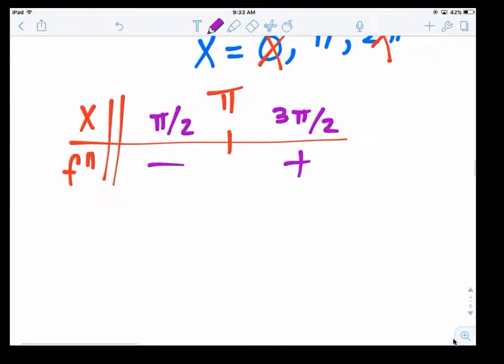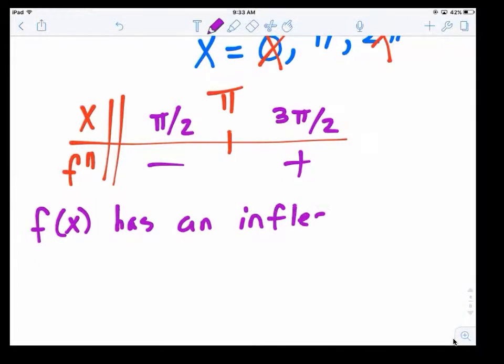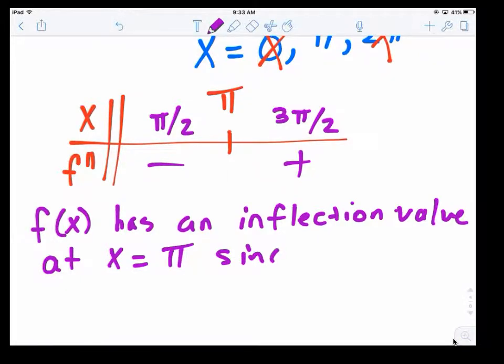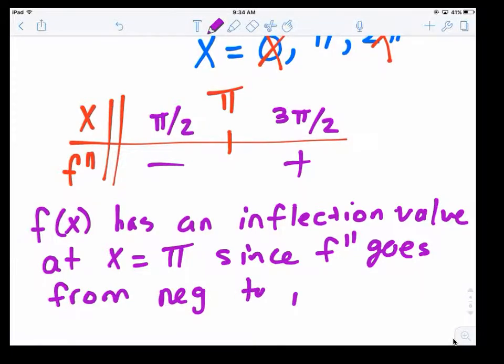All right? So what does that mean that I have at x equals pi if I get that sign change for the concavity? We're looking for whether it's an inflection value or not. So it's an inflection value because you get that sign change, right? To the left of pi, it would be concave down, and to the right, it would be concave up. All right, so we got: f of x has an inflection value at x equals pi, since f double prime goes from negative to positive at x equals pi.